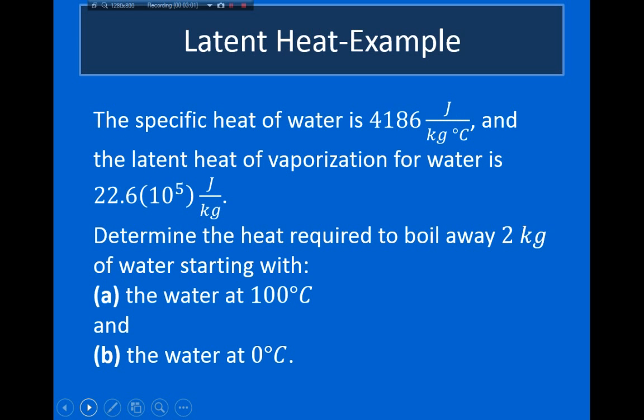So let's go ahead and look at a couple of examples. The first example says the specific heat of water is 4,186 joules per kilogram degrees Celsius, and the latent heat of vaporization for water is 22.6 times 10 to the 5th joules per kilogram. The question asks us to determine the amount of heat that's required to boil 2 kilograms of water if the water starts at 100 degrees Celsius and if the water starts at 0 degrees Celsius.